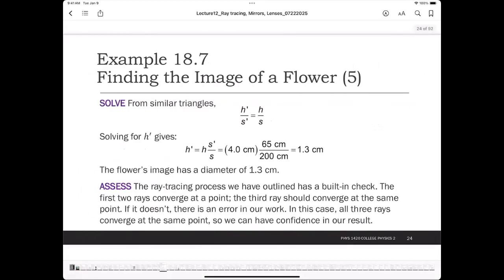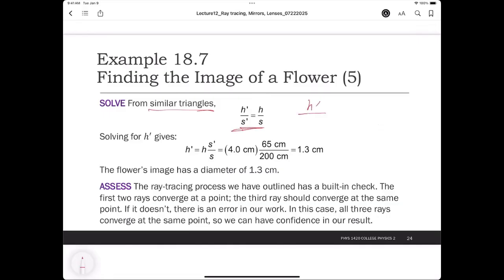From the similar triangles, I think you have already learned this in high school or some basic mathematics class, we have this equation. Actually, you can see it should be h equal h or s equal s, but it's the same thing.